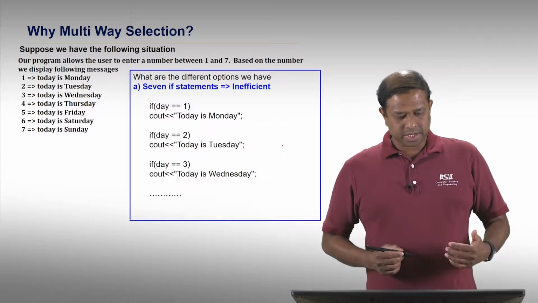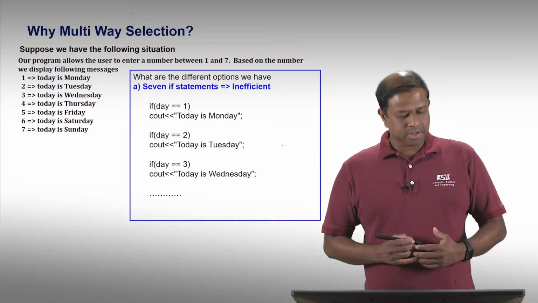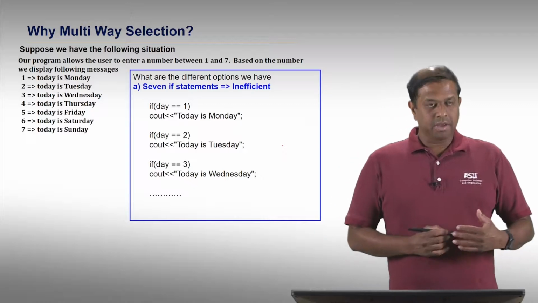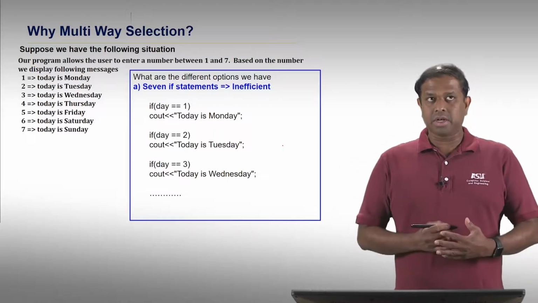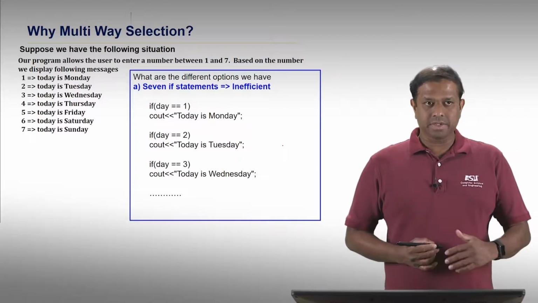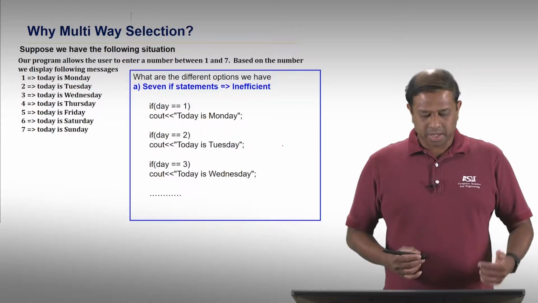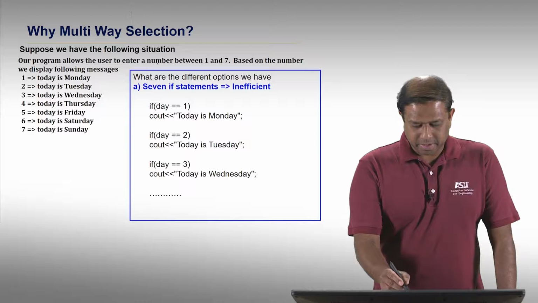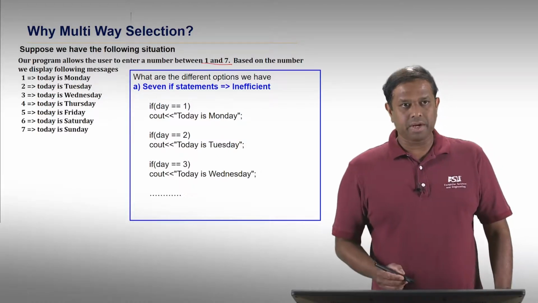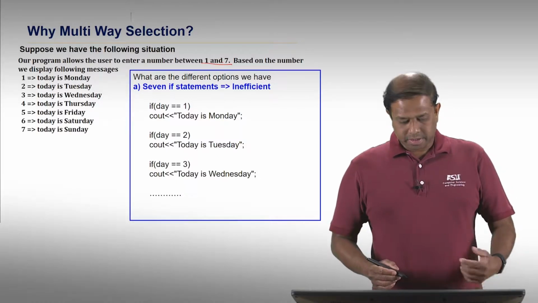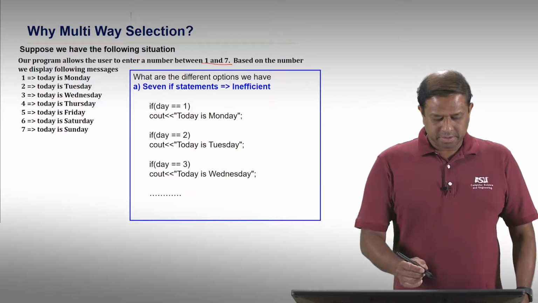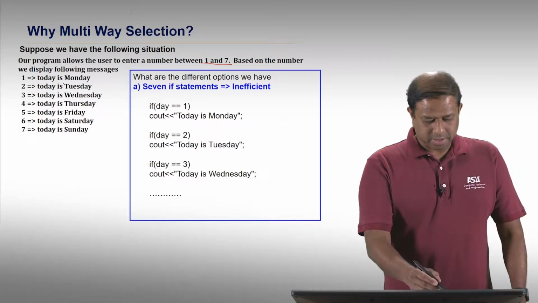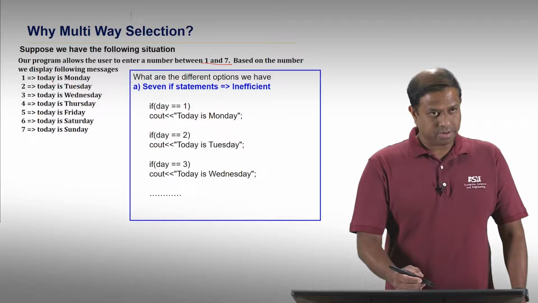We need a switch case statement mainly because there will be situations where we have multiple conditions, out of which we need to select maybe one or more. Think about a situation where we have a program, and we need to enter a number between 1 and 7, and based on the number that we entered, we need to display the message today's Monday, Tuesday, Wednesday, and so on and so forth.